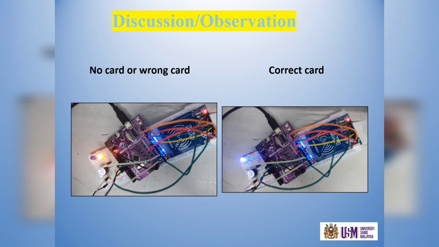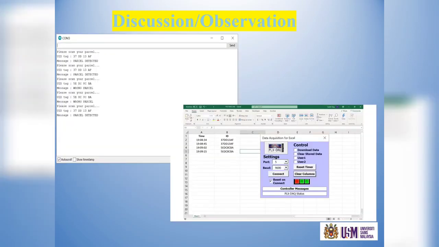This card actually represents the RFID tags that will be placed on the parcels. As you can see on the left hand side of this screen is COM3. This COM3 is a serial monitor. For UID tag 37DD13AF, the message will output parcel detected, while for another UID tag 5EDC8CBA, the message will output wrong parcel.